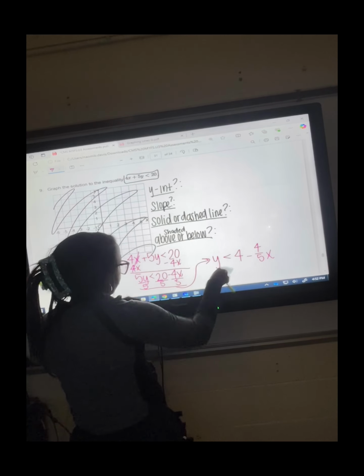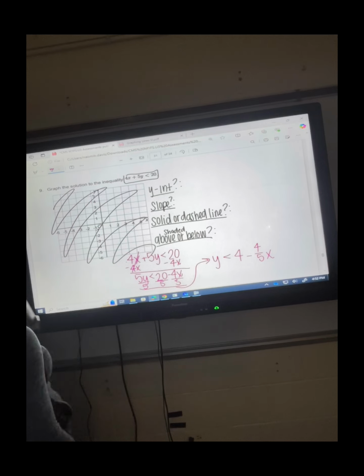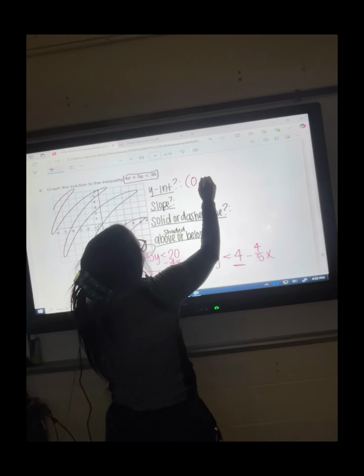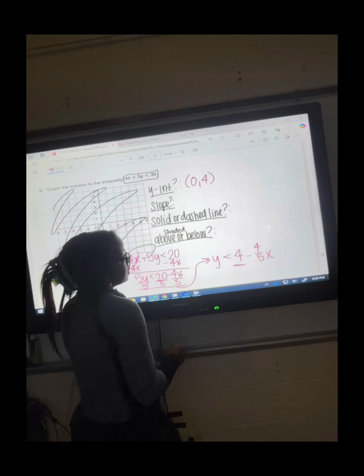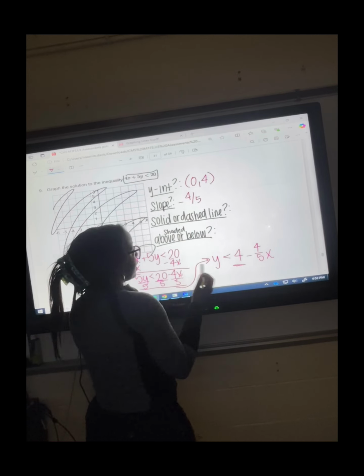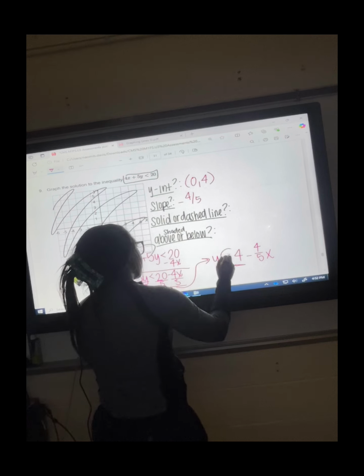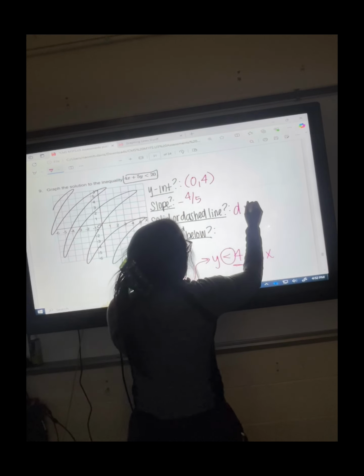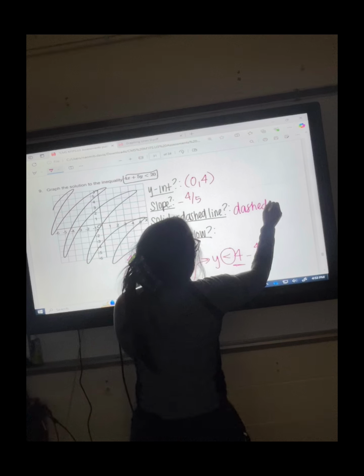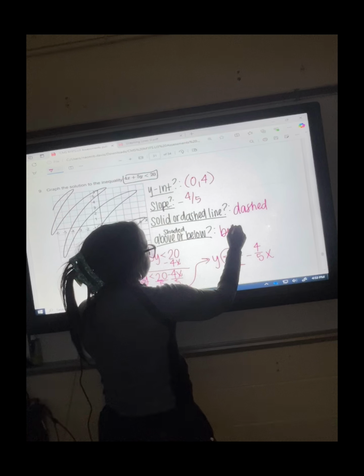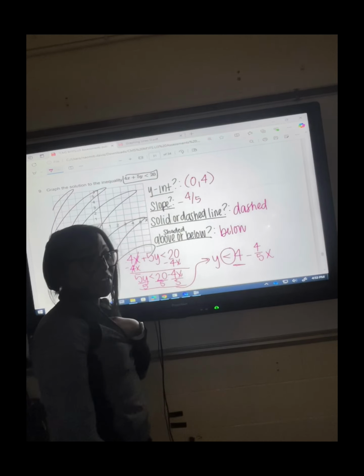So once I solved this equation for y, that's what I did. My y-intercept is 4. Write it like a point, please. 4. What's my slope? -4/5. Will it be a dash or a solid line? That's based on this. Remember, the solids are the equal to's. If it's not an equal to, it's not solid, so it's dash. And will I have a shaded above or below? It's less, so below. That's it for that problem.